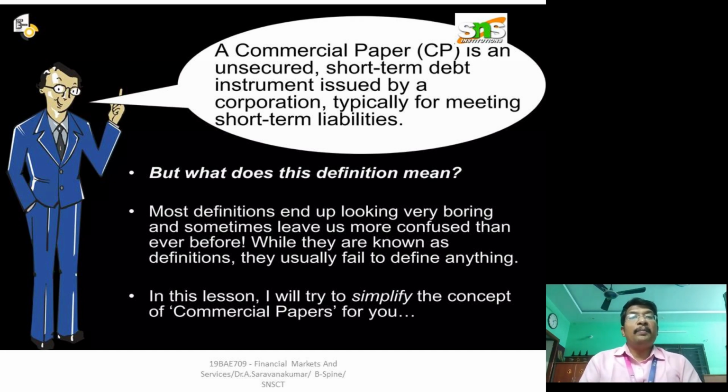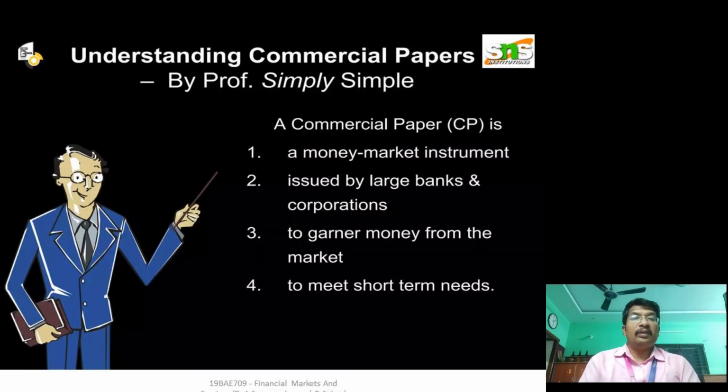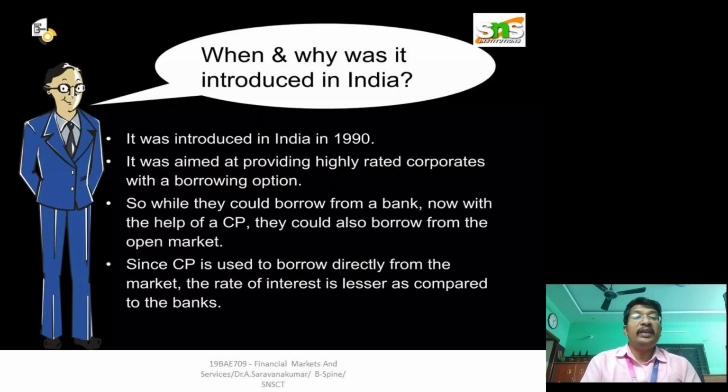Understanding commercial paper by Professor Simply: commercial paper is a money market instrument issued by large banks and corporations. They garner money from the market to meet short-term needs. So, when and why was it introduced in India? Why do we need commercial paper in India?